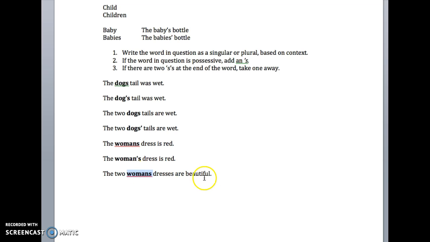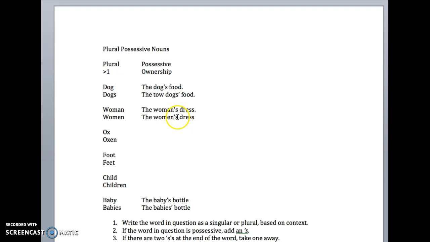Okay, this is our word in question. We have two, so let's write the word in question as a singular or plural. Let's write it as a plural. Step 2: if the word in question is possessive, add an apostrophe s. They possess dresses. If there are two S's at the end, take one away. There are not two at the end. Great. So that's how we got that.